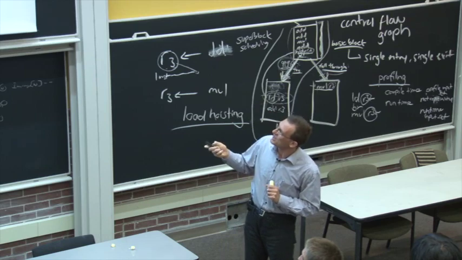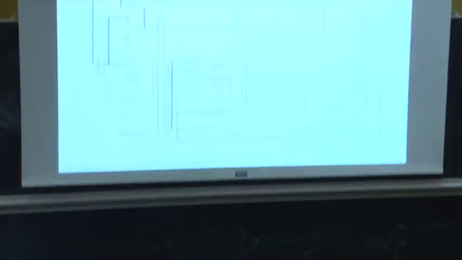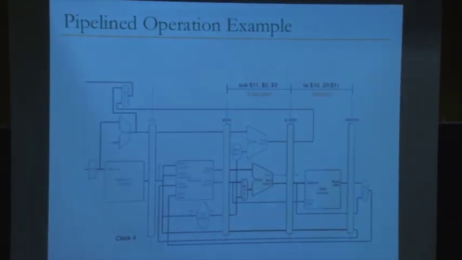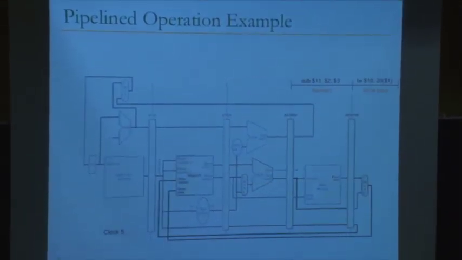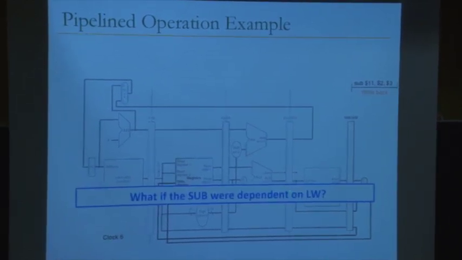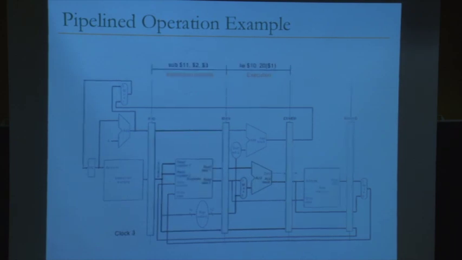All right, so pipeline operation example. This was our pipeline with the load and the subtract independent of the load. These flow nicely. But what happens if the subtract were dependent on the load? Now let's rewind a little bit and imagine that the subtract is dependent on the load. If the subtract needs the value the load is producing, the value of register 10, when the load is in this stage, register 10 is not produced yet.